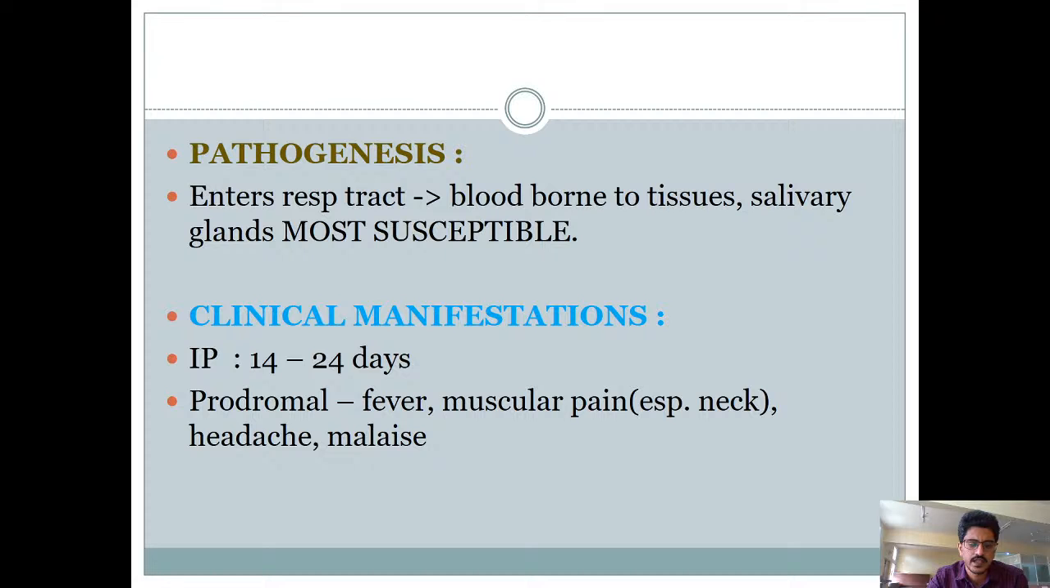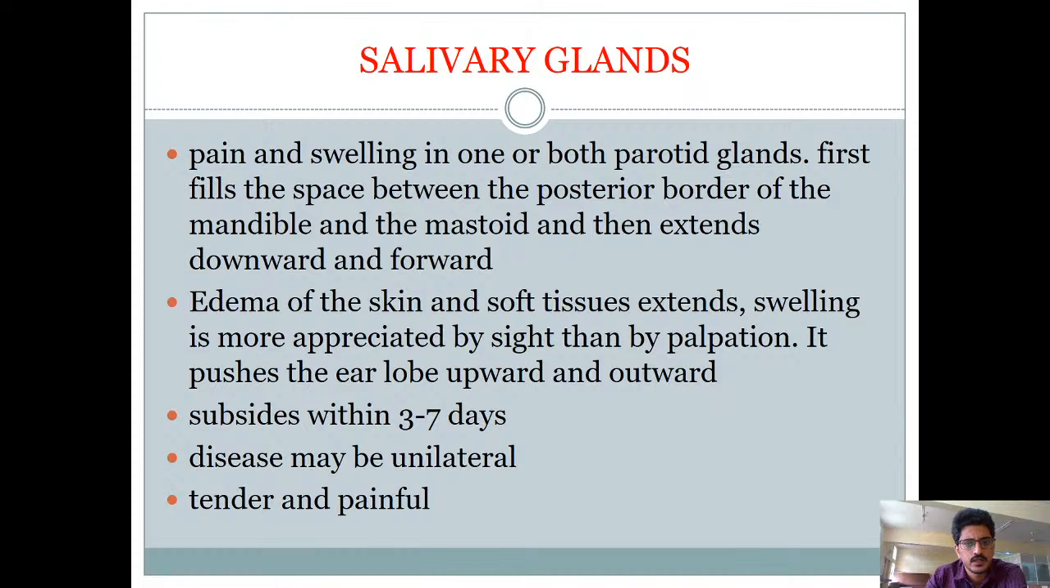Now the clinical manifestations. The incubation period is 14 to 24 days, and the prodromal features are fever, muscle pain, especially neck pain, headache, and malaise. After it reaches the salivary glands, pain and swelling in one or both parotid glands can occur. It can be unilateral or bilateral. Most of the time it is unilateral, and sometimes bilateral.